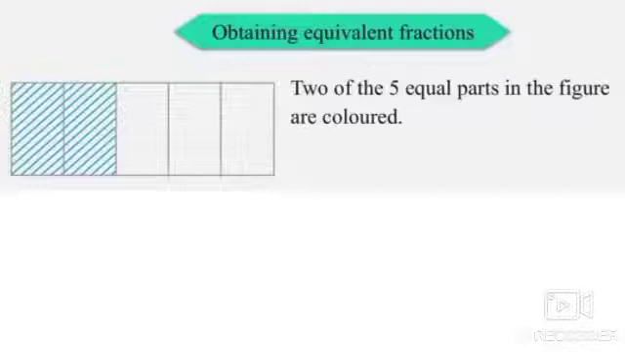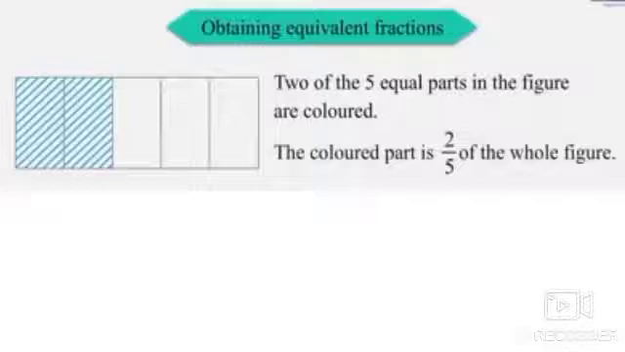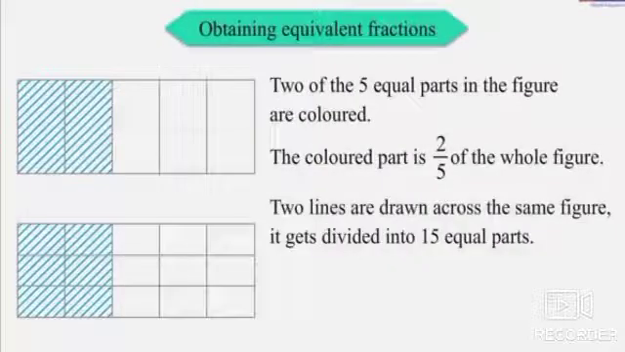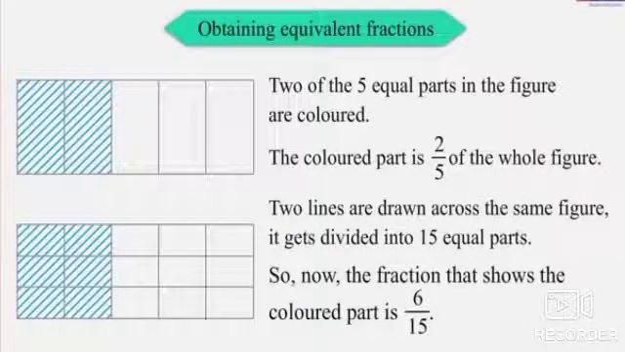Look at the next example. This is a rectangle. Here it is divided into 5 equal parts. In that, 2 parts are colored or shaded. The colored part fraction is 2 upon 5 of the whole figure. Take a second rectangle of the same size and divide it into 15 equal parts. As you can see here, there are 15 equal parts, and how many parts are colored? Only 6. So the fraction will be 6 upon 15.